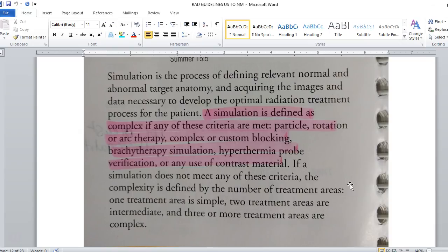Now, the simulation is defined as complex, and we are going to see some more definitions, if any of these criteria are met. So if they use particle, rotation, or arc therapy, complex or custom blocking, brachytherapy simulation, hyperthermia probe verification, or any use of contrast materials. As well as the definitions on page 477, they're telling us anything that fits into this criteria is automatically considered complex simulation.